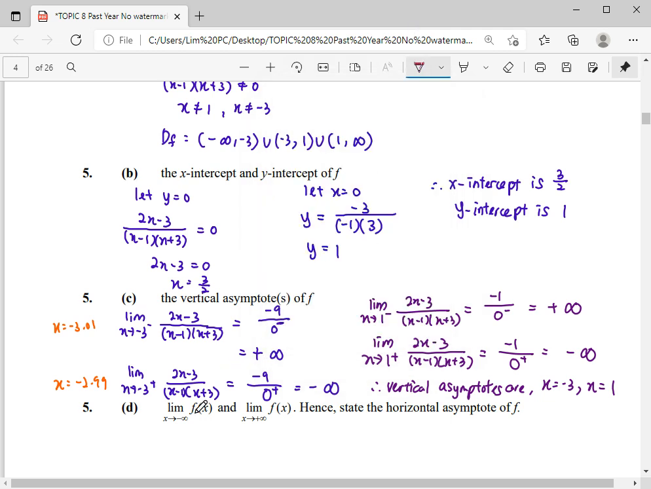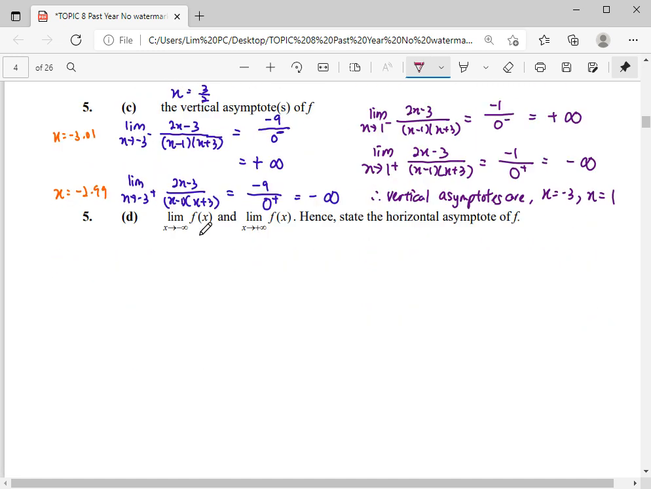Then finally question D, they ask us to find the limit at infinity. So when we have limit at infinity, substitute in our function 2x minus 3 over x minus 1 times x plus 3. You can notice that when we substitute infinity, it will give you infinity. Infinity times infinity, of course infinity. So infinity over infinity, this is indeterminate form.